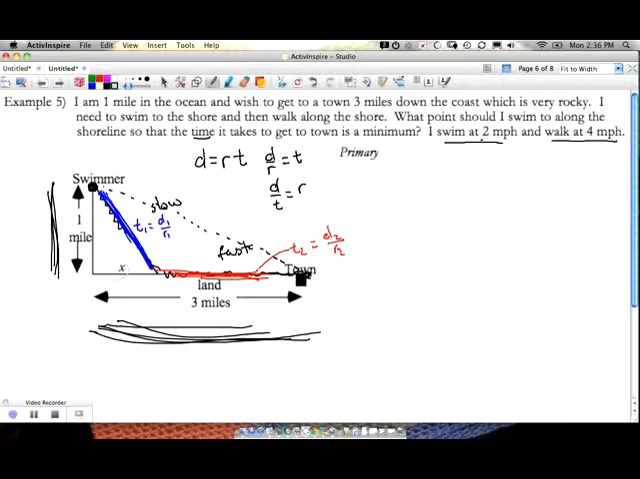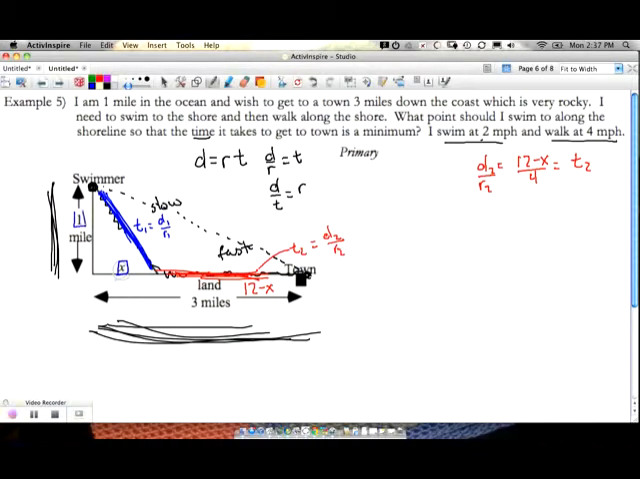So let's figure out what we got going on. The first thing I notice is this x, and because that x is there, that gives me a way to calculate each of these two distances. The red distance is going to be 12 minus x. So we know that the second distance is equal to 12 minus x. But if we were to divide that by the second rate, which is 4, that's going to be our second time.